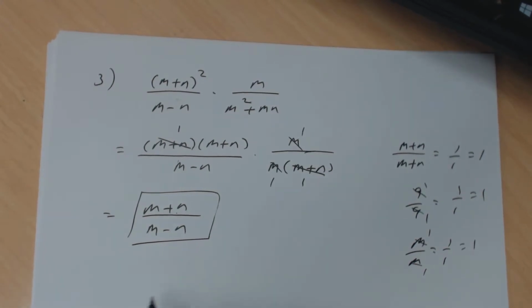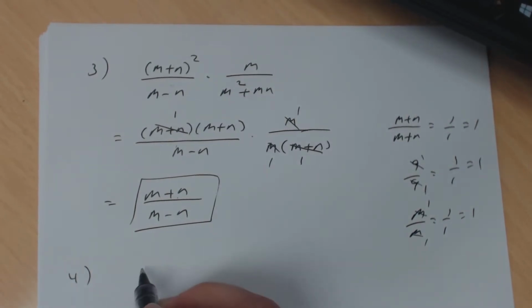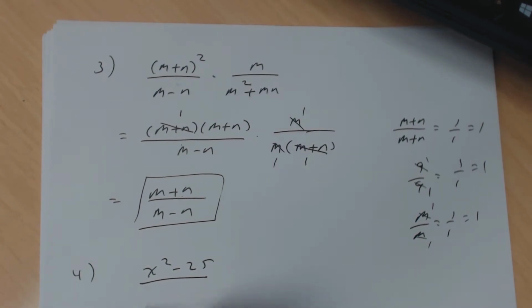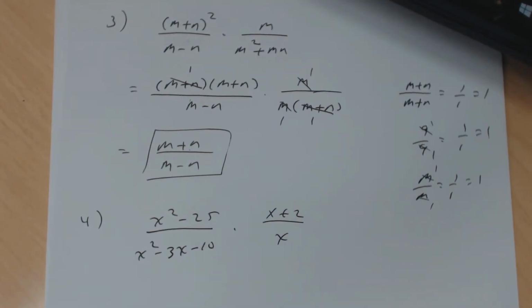All right, number 4. All right, so you have x squared minus 25 divided by x squared minus 3x minus 10 times x plus 2 divided by x. All right, so this is what we get. Okay, so now let's factor what we can.